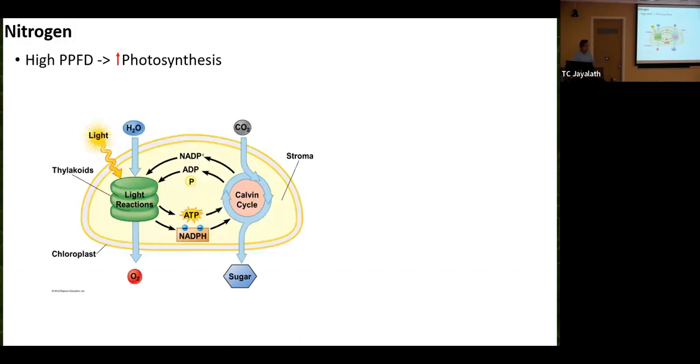If you look at photosynthesis, there are mainly 2 stages: the light reaction and the Calvin cycle. In the light reaction, when you're providing more light, plants need more chlorophyll to absorb that light. Nitrogen is a component of chlorophyll. Therefore, more nitrogen needs to be provided to synthesize more chlorophyll.